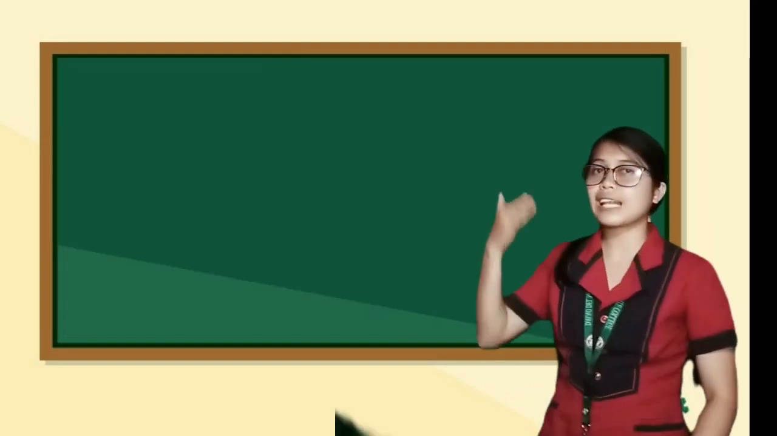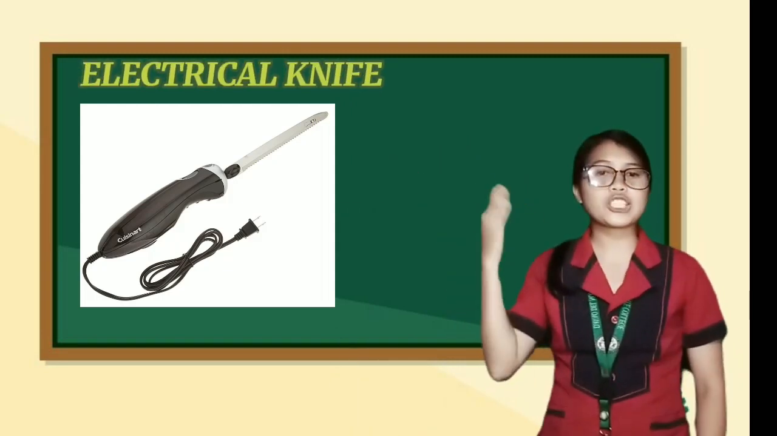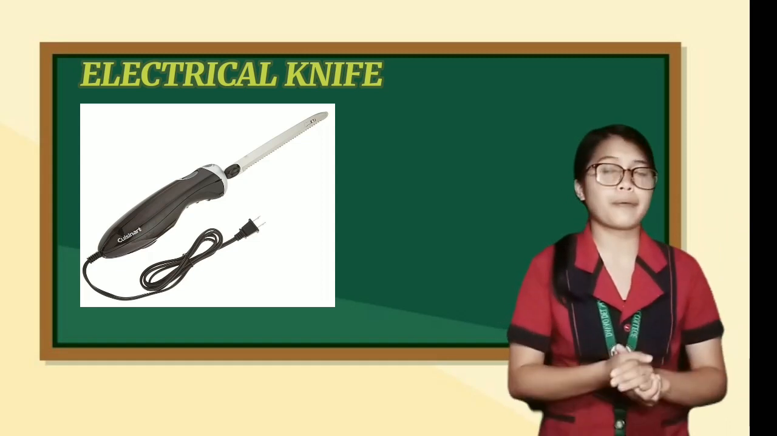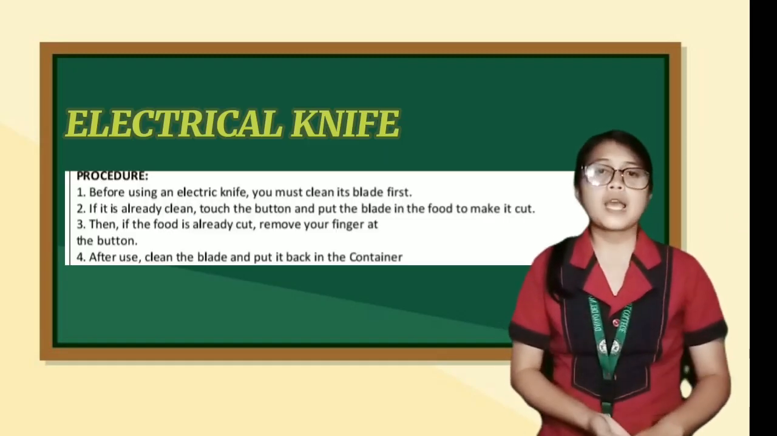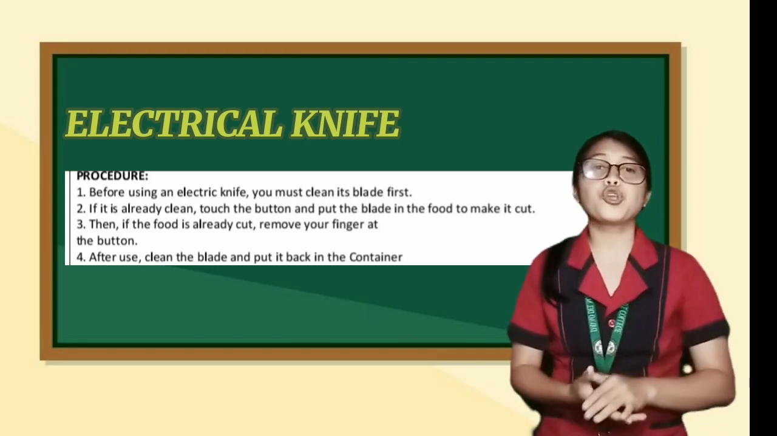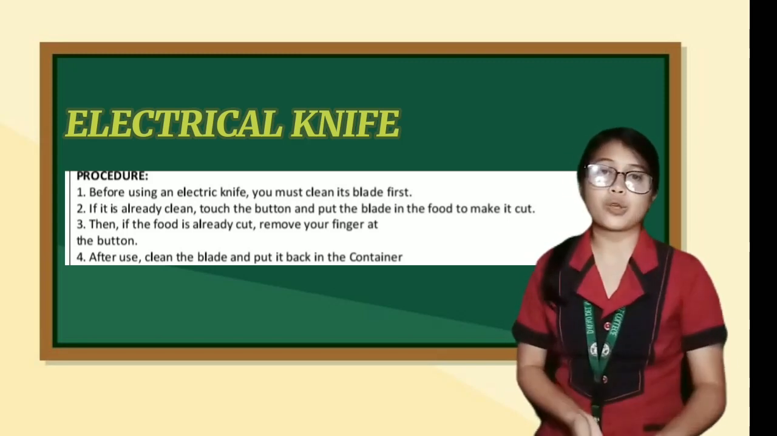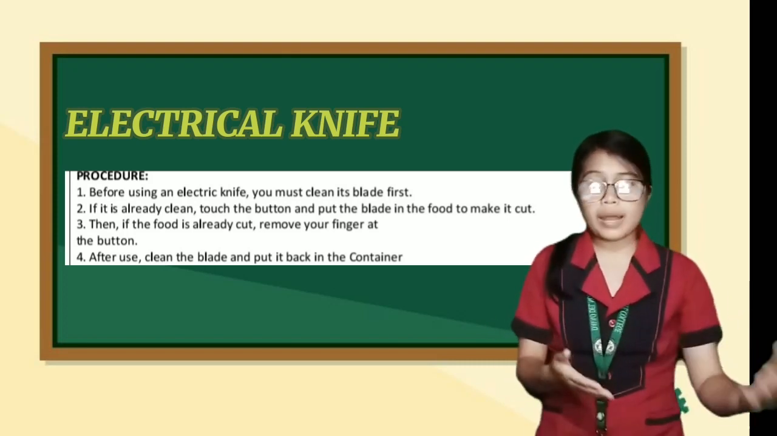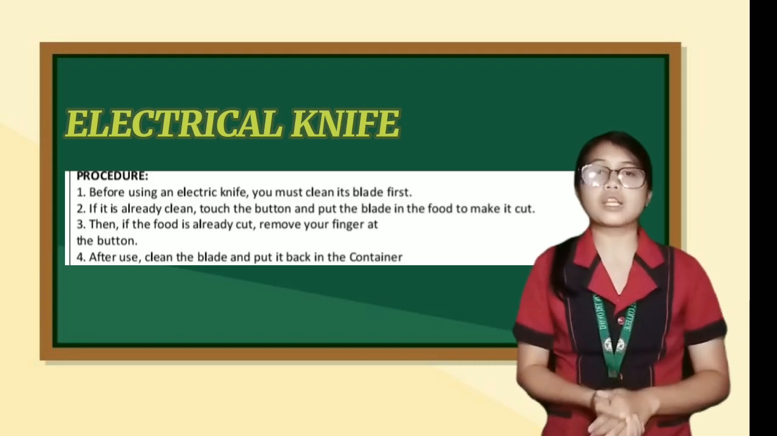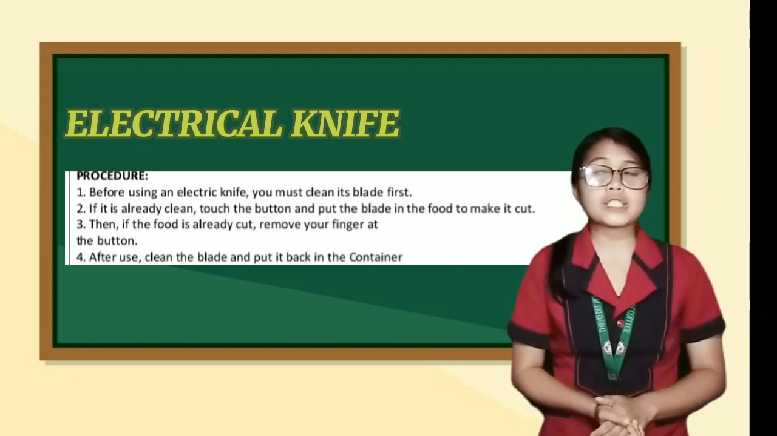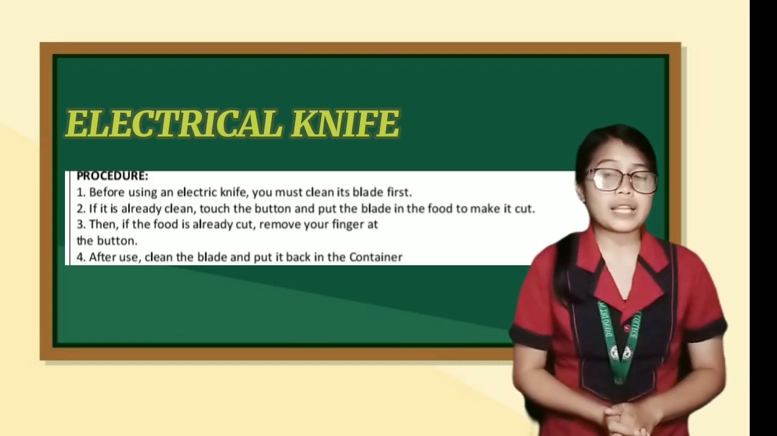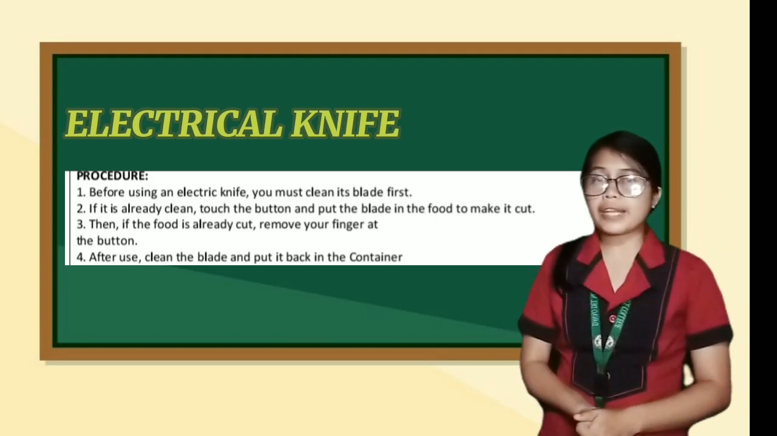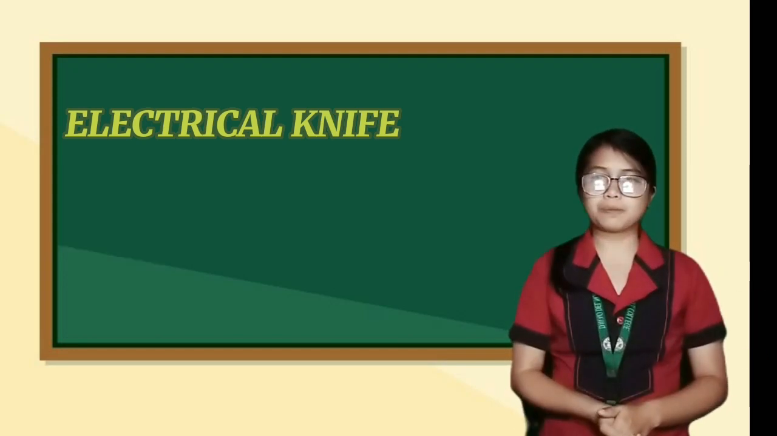Next, we have the electric knife. There are 4 procedures or steps on how to operate an electric knife. First, before using an electric knife, you must clean its blade. Second, if it is already clean, touch the button and put the blade in the food to make it cut. Third, if the food is already cut, remove your finger from the button. And the fourth and last step, after use, clean the blade and put it back in the container.